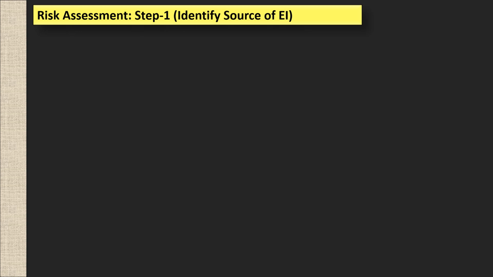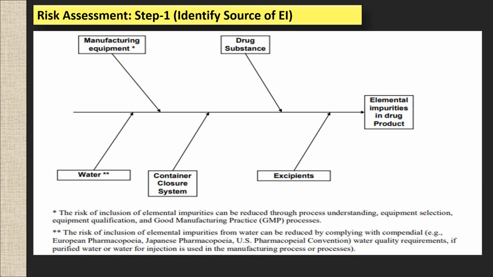So we move on with risk assessment step 1, that is identification of the sources of elemental impurities. If you can see, various equipment and processes are used for the manufacturing of the drug product. So elemental impurities can be introduced from manufacturing equipment, from the drug substance, from the water that is used, from the container closure system due to leaching, and from the excipients used, right?